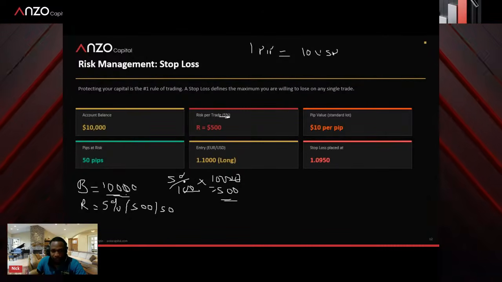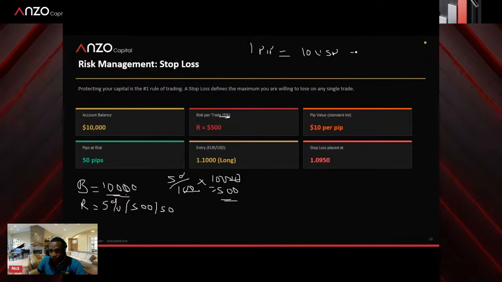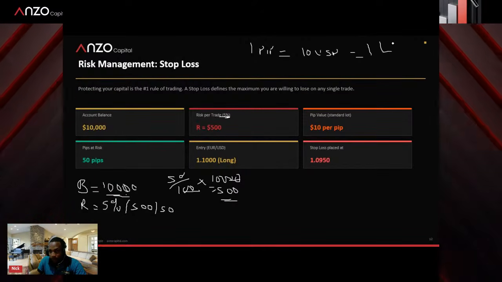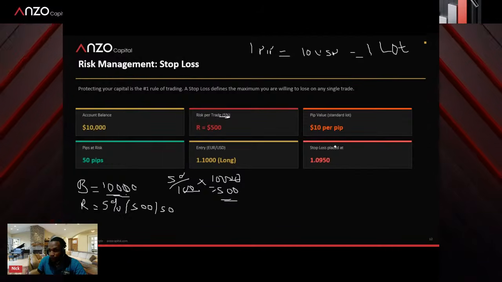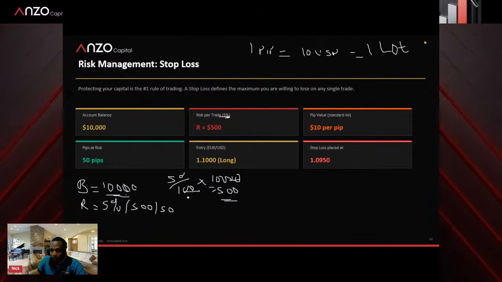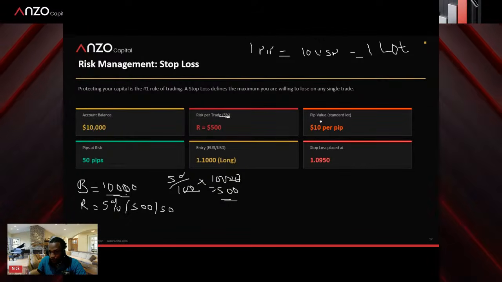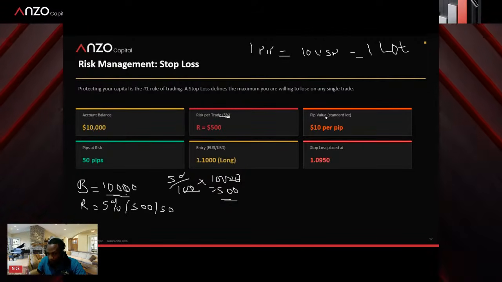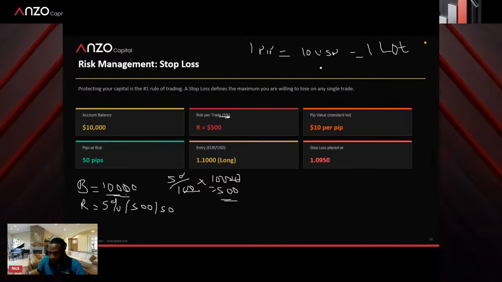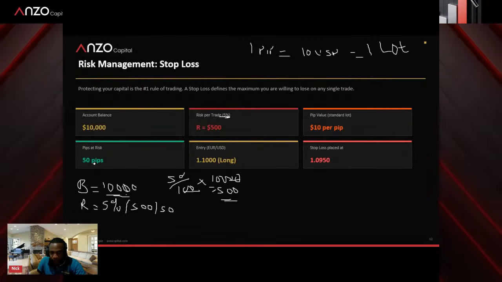So that is what we're risking over there. So that person having decided that makes it much easier. Remember, this is based on one lot. So it means this person is going to be taking a single lot in the market. The pip value per standard lot is 10 pips, which is 1 pip equals 10 USD. That is basically what we're talking about here. So the risk over here is 50 pips, right?